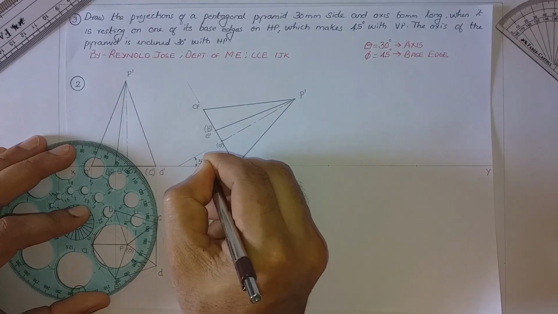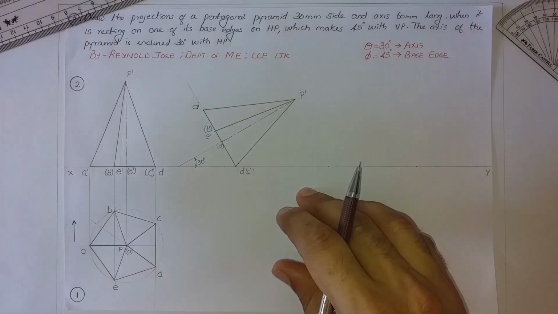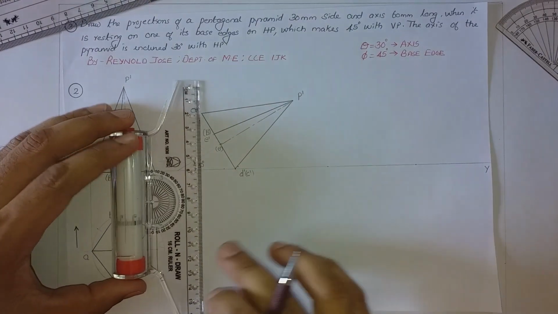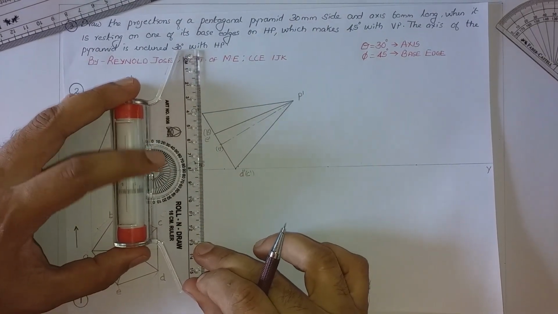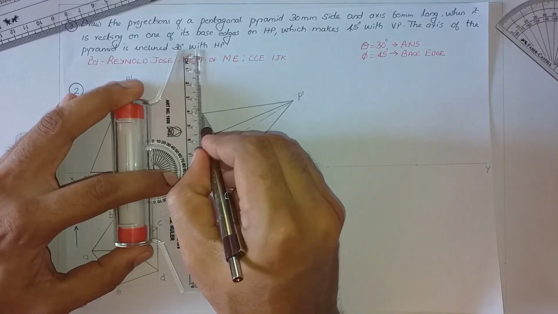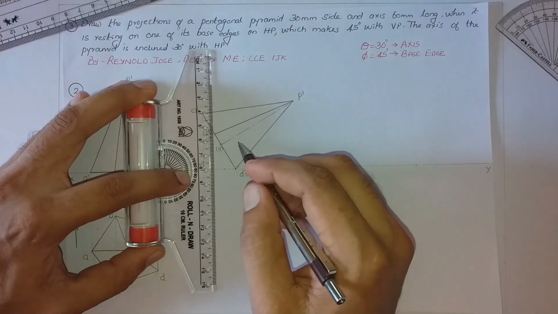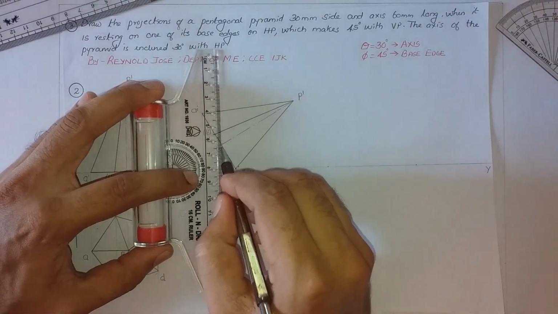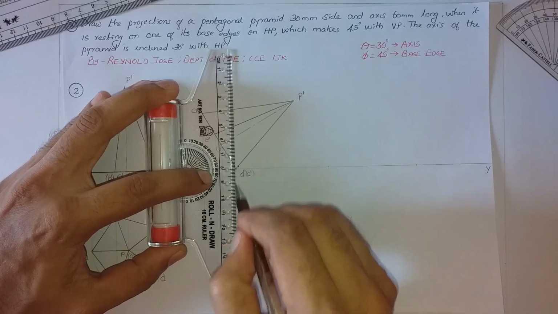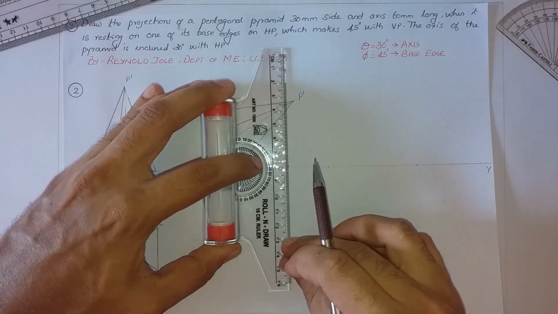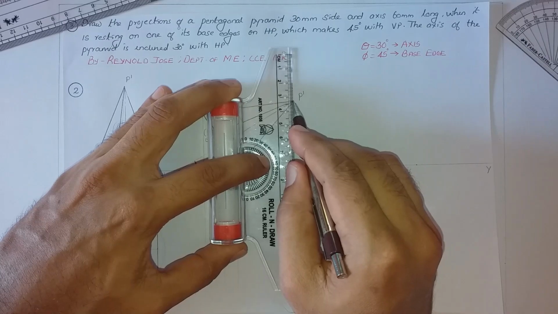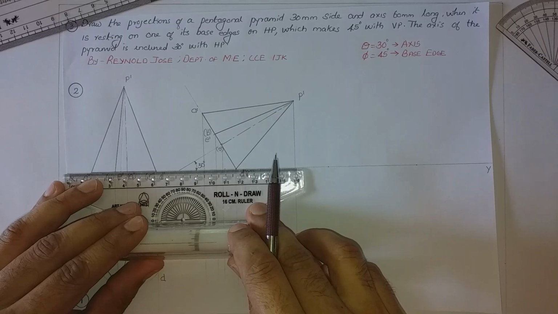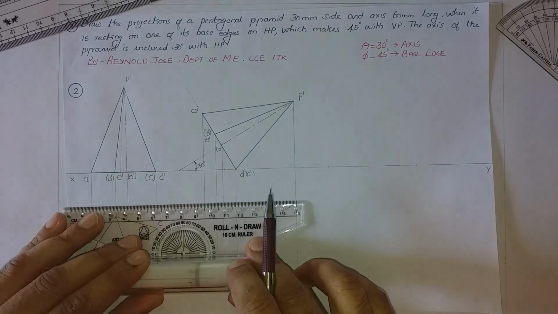Now we shall obtain diagram number 4. Diagram number 4 is obtained by extending projectors from the present front view and the previous top view. We shall extend projectors from the previous top view, that is diagram number 1.